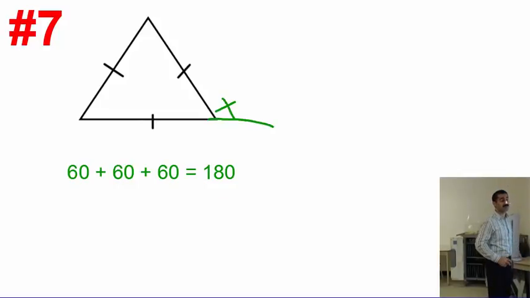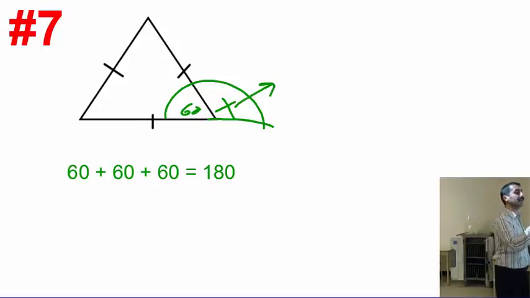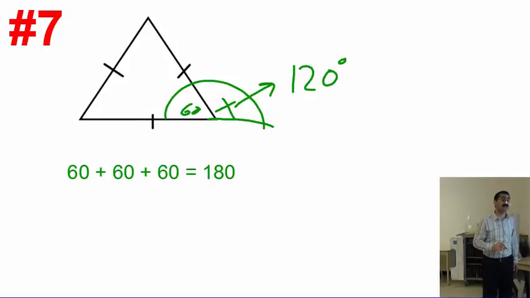So that might be the question, or let's make this longer. That might be the question. So you know this is 60, and from the other rule, you know everything's supposed to be 180 degrees. You will figure out that x is 120 degrees in this case. So that was rule number 7.